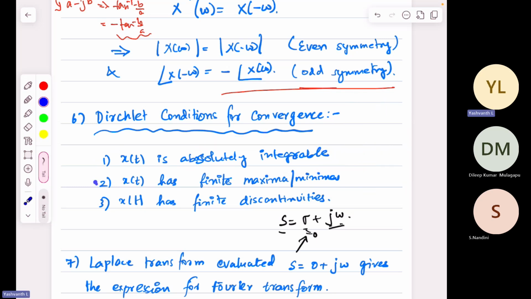The second condition is that x of t should have a finite number of maxima or minima. And the third condition is that x of t should have finite discontinuities. These three conditions are what we call the Dirichlet conditions. If these are satisfied, then we can always guarantee that the Fourier transform will exist. These give us sufficient conditions to establish whether the Fourier transform of a signal will exist or not. These are sufficient conditions.